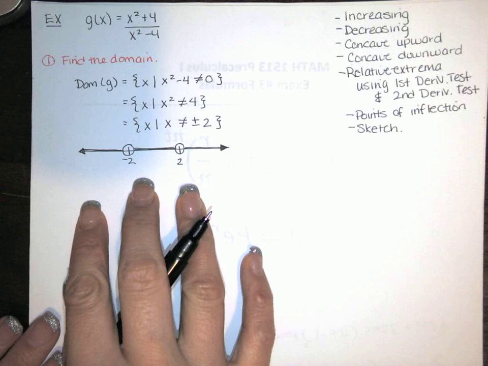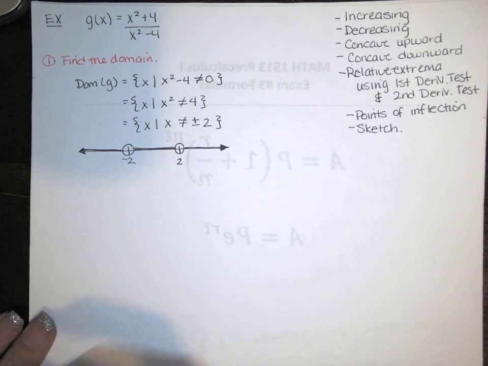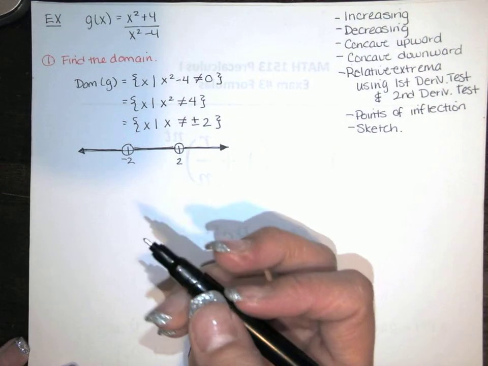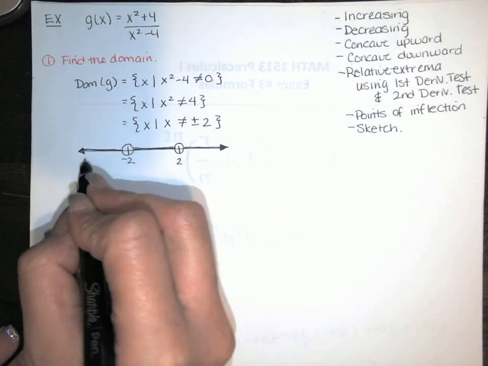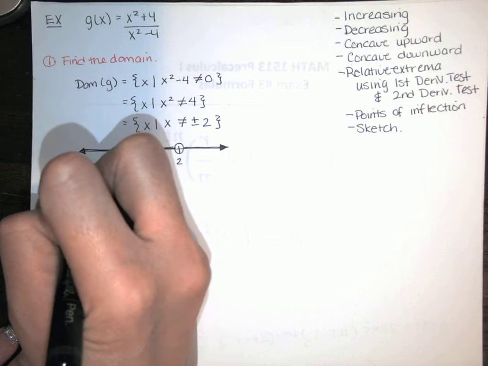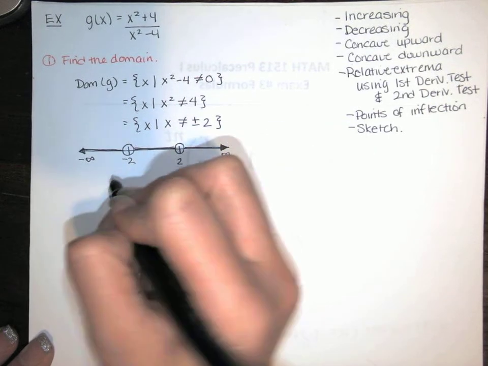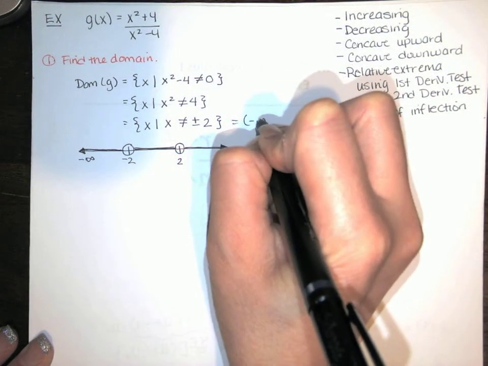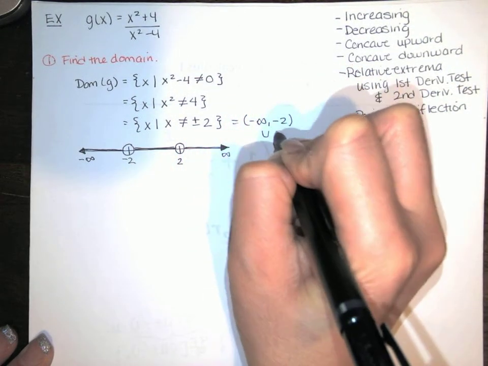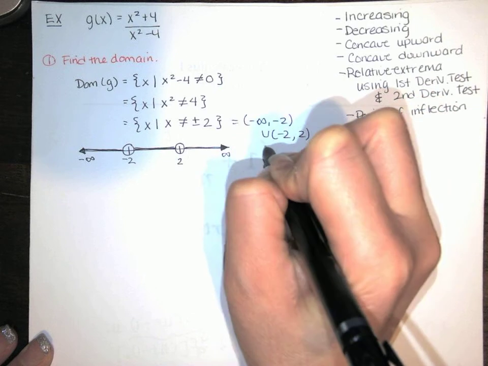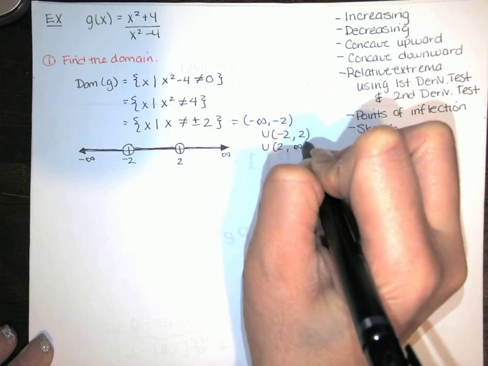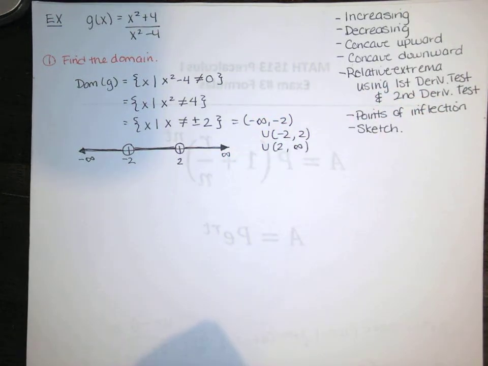So that's it. Now normally we don't use set builder notation in calculus class. Normally we use interval notation. So I've got this interval, and this interval. We read the intervals from left to right. So the domain is negative infinity to negative 2, union negative 2 to 2, union 2 to infinity. So it's those 3 intervals.